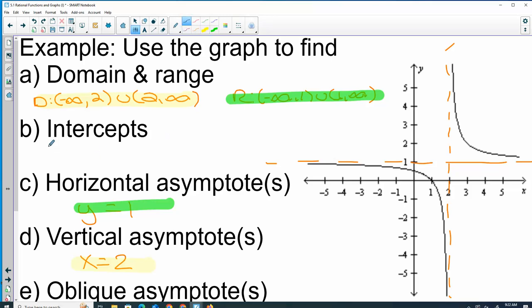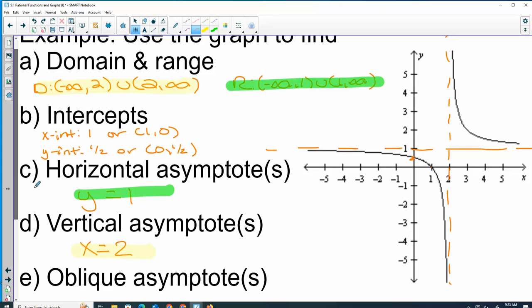X and Y intercepts. Where do we cross the x-axis? Or if you told me the point, that's 1, 0. Y-intercept, where do we hit the y-axis? Gave me a point, x is 0, y is 1/2.